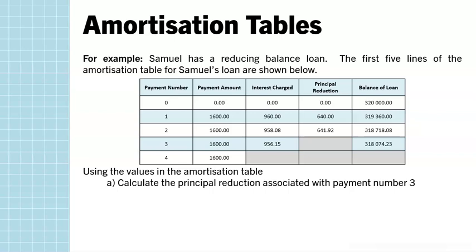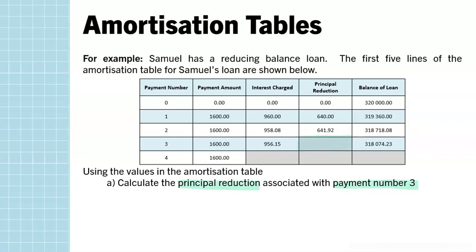So a new example here. This is more common and a more common example of what you would see in an exam. So we have Samuel has a reducing balance loan, and the first 5 lines of the amortisation table for Samuel's loan are shown below. Using the values in the table, calculate the principal reduction associated with payment 3. So we want the principal or the balance reduction for payment 3. So we're after this little section here.